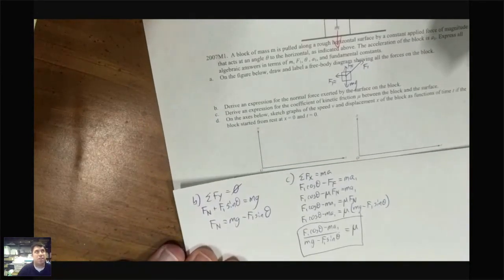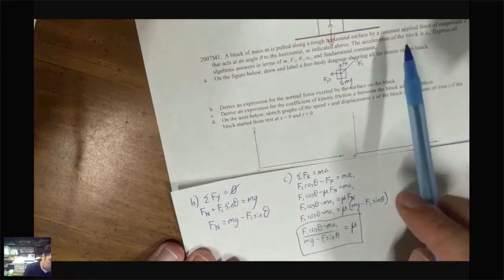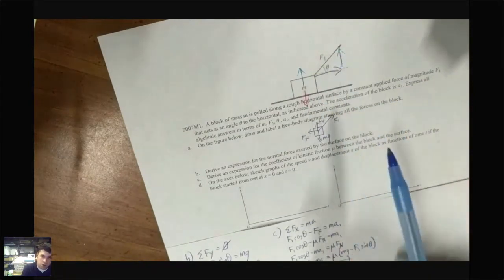For the graphs, we need to sketch graphs of the speed and displacement, V and X of the block, as functions of time, if the block started from rest at X equals 0, T equals 0. Okay, so we've got to figure out some graphs. Yay, graphs. All right, well, let's think about it. We have our acceleration here, A1, and A1 is a constant. We're talking about a constant applied force, F1, so A1 should be constant.